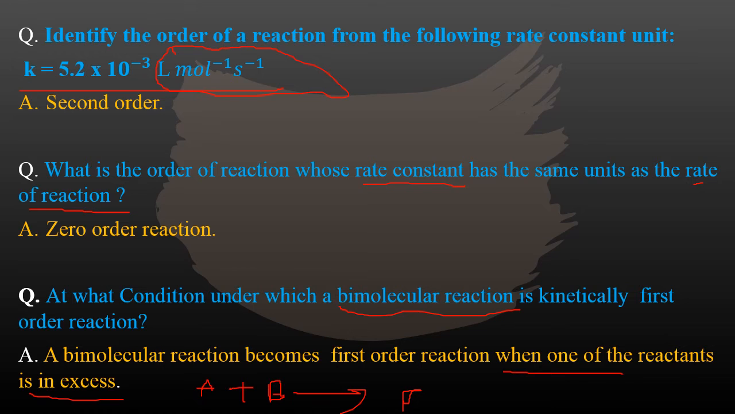Now the question is saying, under what condition a bimolecular reaction, suppose this is a bimolecular reaction, acts as a first order reaction. A bimolecular reaction can only act as a first order reaction when one of its reactants, either A or B, is present in excess. Then only a bimolecular reaction acts as a first order reaction.